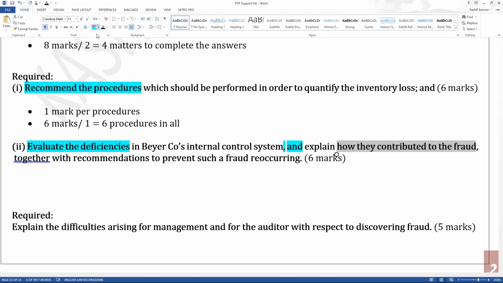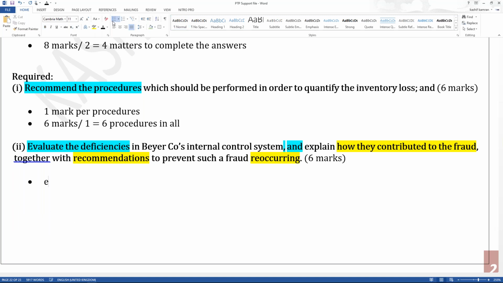So when you are reading a case, suppose you found a deficiency. You will tell why it is a deficiency. And then you will say, okay, how this deficiency contributed to a fraud. Number 2. And number 3, recommendation to prevent a reoccurring. So you have to give a recommendation. So how many marks you have? 6. Now listen to the marking scheme carefully. Number 1, evaluate the deficiency, 1 mark. How it contributed. When you tell examiner how it contributed to the fraud, you will get another 1 mark.